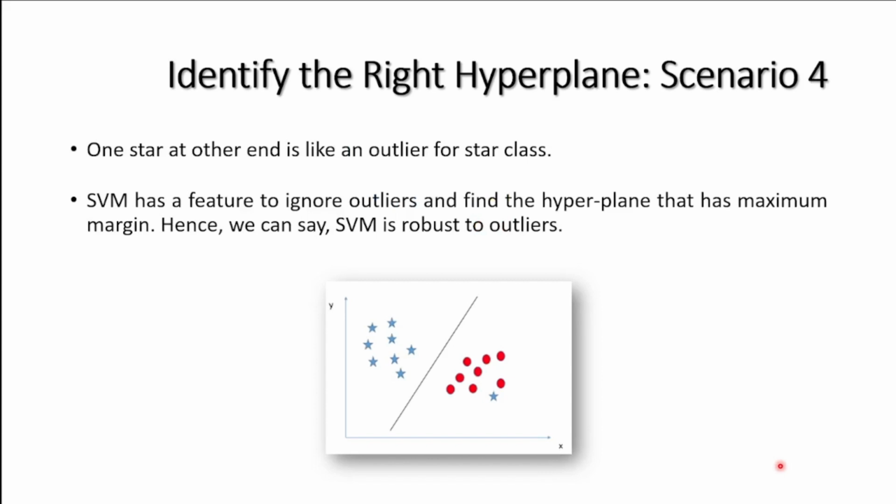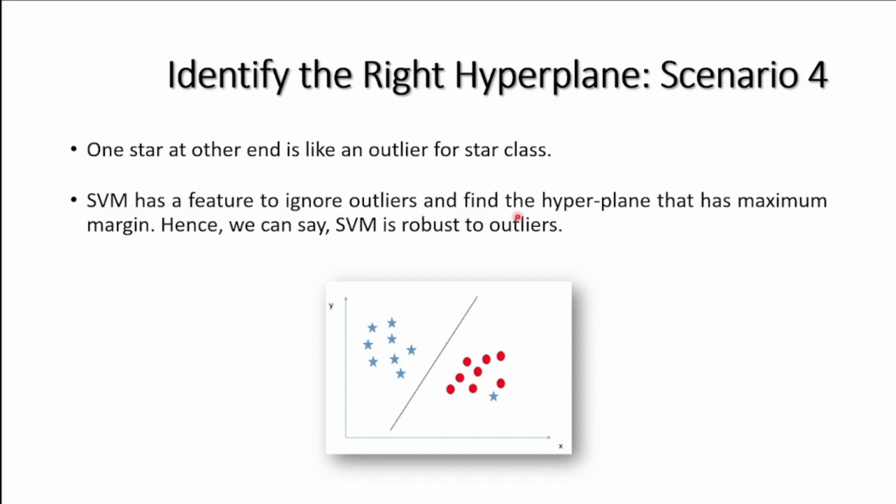Okay, right. Now we will jump to scenario number 4. One star at the other end is like an outlier for the star class, right? I think we did discuss outliers deeply. I took an example of a male student sitting in the Friday morning class, right? Because that male student is sitting surrounded by female students, he is an outlier considering the vision of female students. The same goes for this case. We have stars in the red circle data, so that is an outlier.